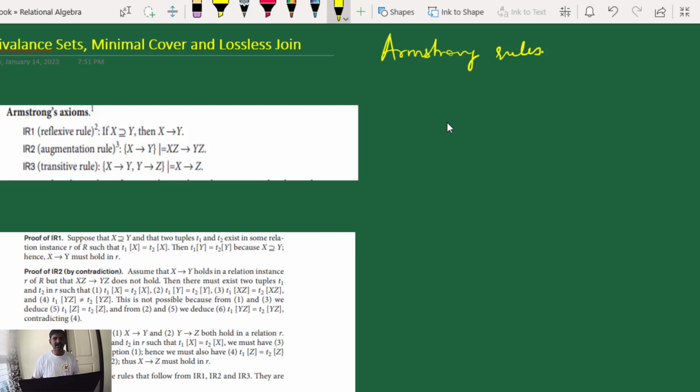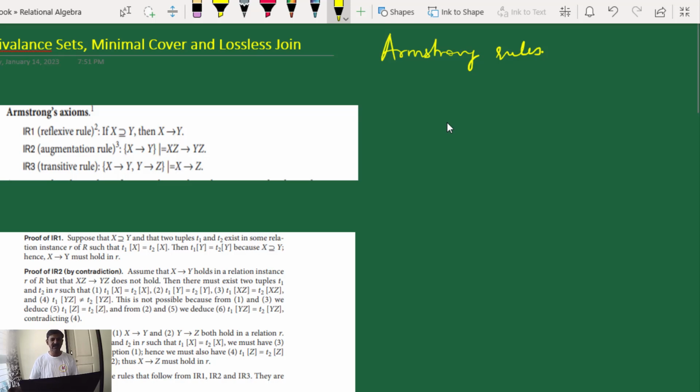Hello everyone. Good afternoon. Today I'm going to discuss functional dependency concept based on Armstrong rules. These Armstrong rules help you to find the equivalent sets, the minimal cover, and also help find the key of a relation given a set of functional dependencies. So friends, let us begin.